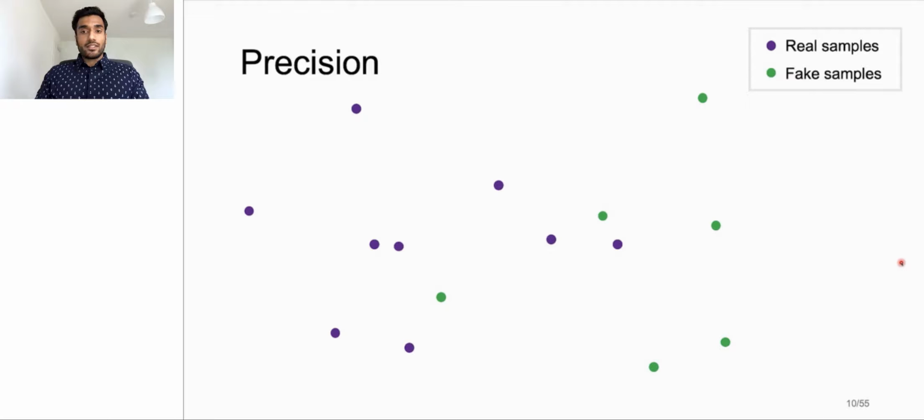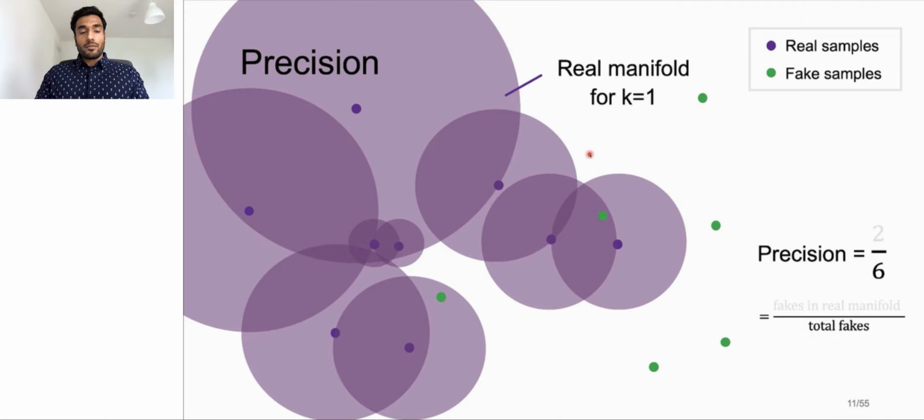Let's see how this is calculated. Purple are our data points from our data set, and green is what the generator would have outputted. As a first step, we make a k-nearest neighbor approximation of our manifold. Now, of the 6 points from the generator, we measure how many of them lie in this manifold. 2 out of the 6 points land here, so our precision is 2 divided by 6.